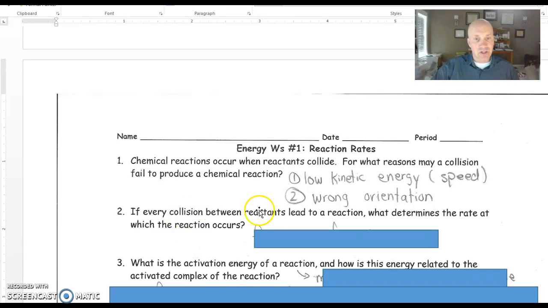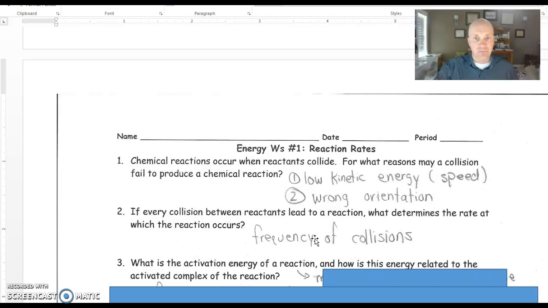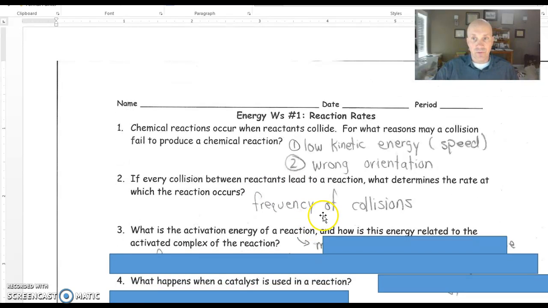So if every collision between reactants led to a reaction, what determines the rate at which the reaction occurs? If every collision led to a reaction, that would mean you have enough kinetic energy every time they collide, and the correct orientation every time they collide. The only thing that would affect the rate of the reaction is how often they hit each other. Remember, this question doesn't say anything about the frequency of the collisions. So if you have low frequency of collisions, it just would not happen that often.